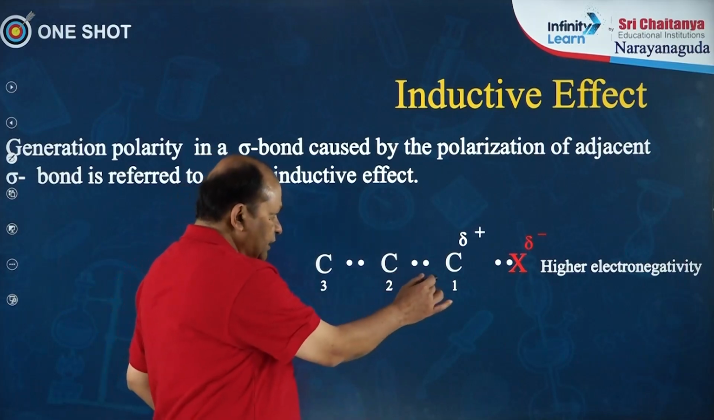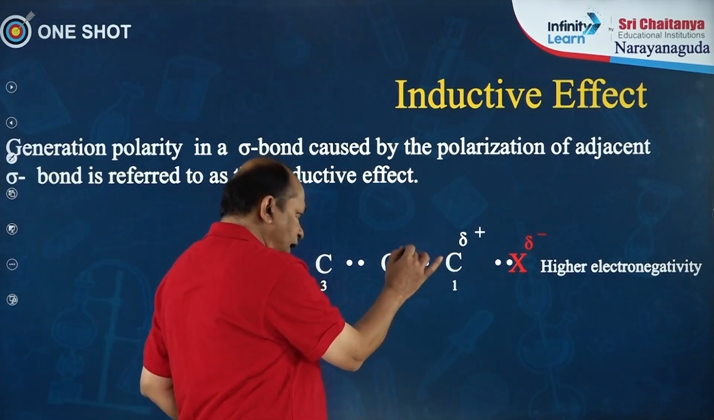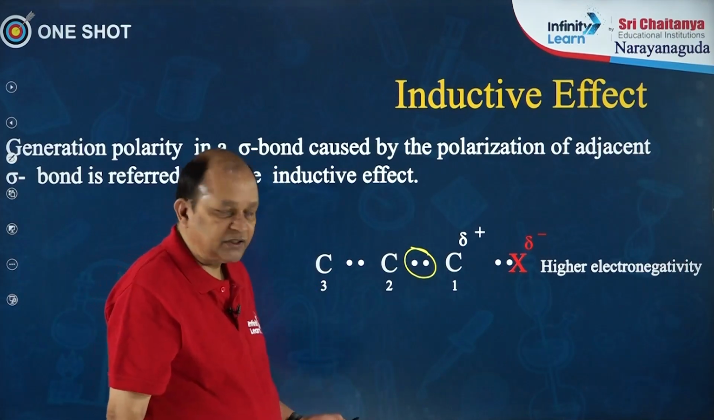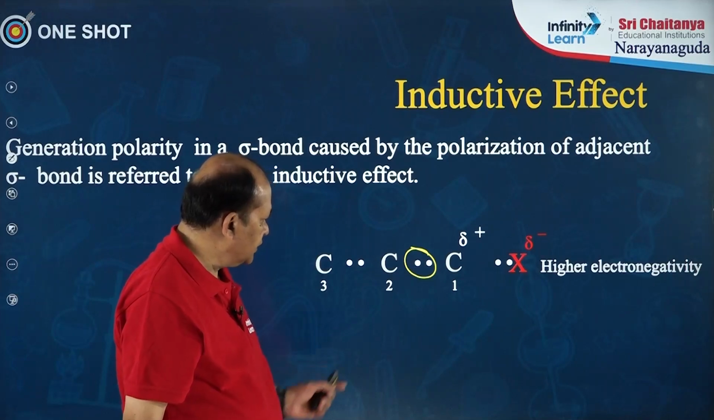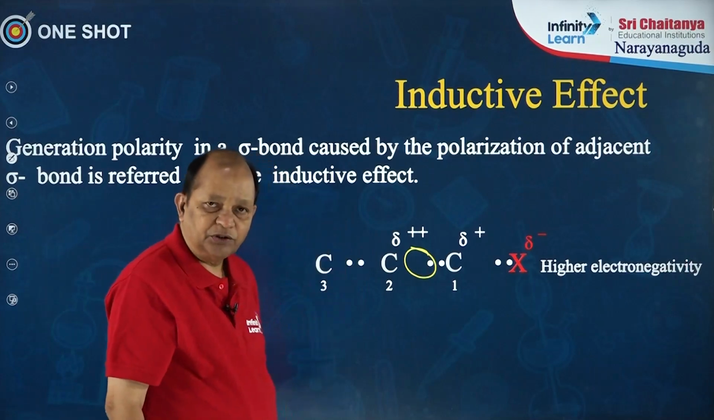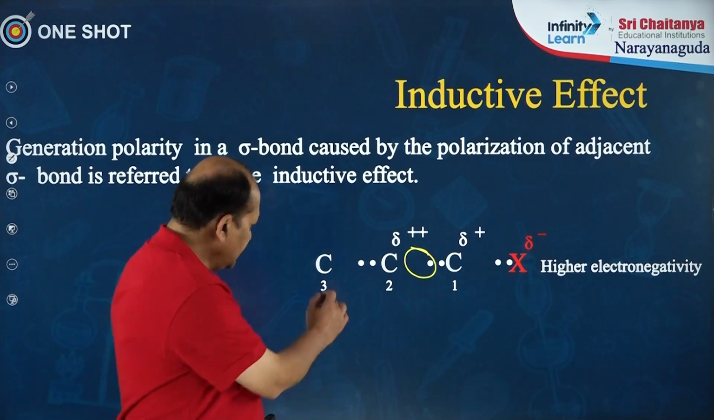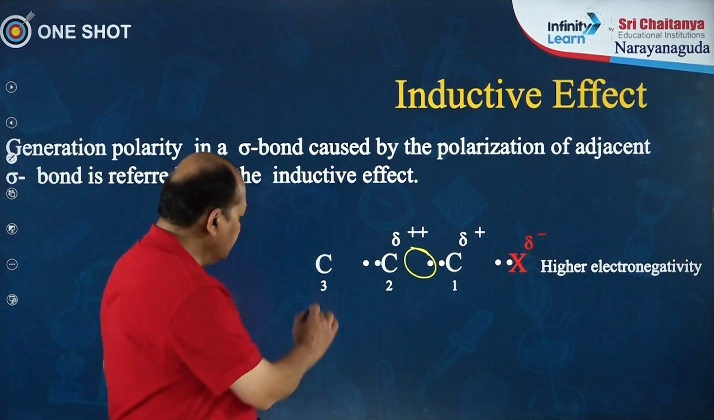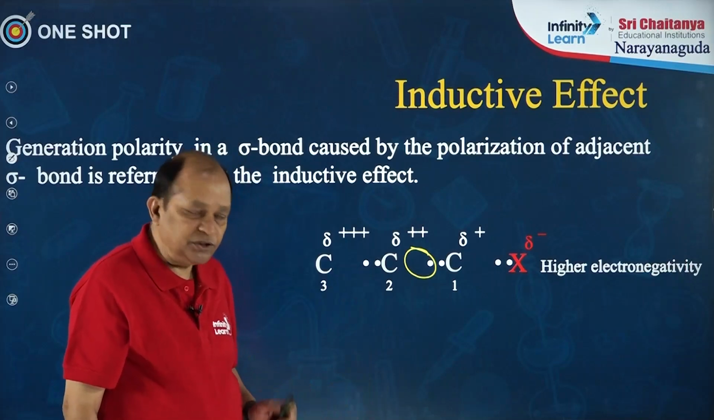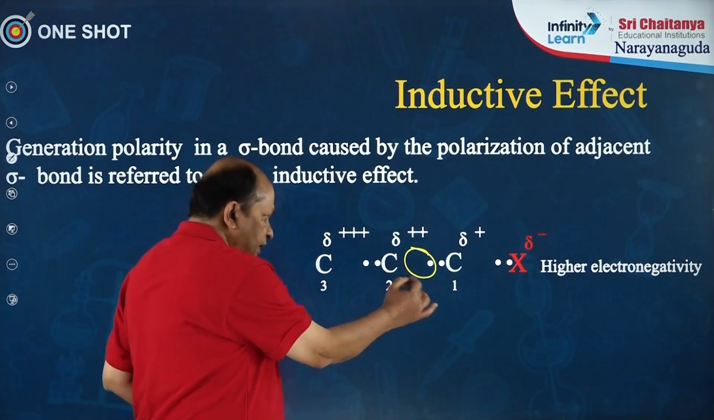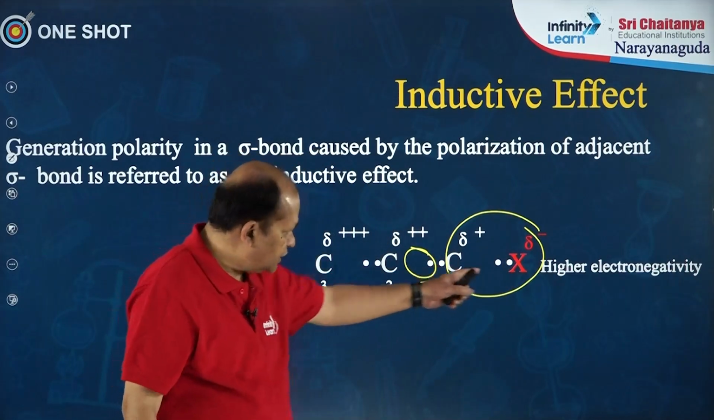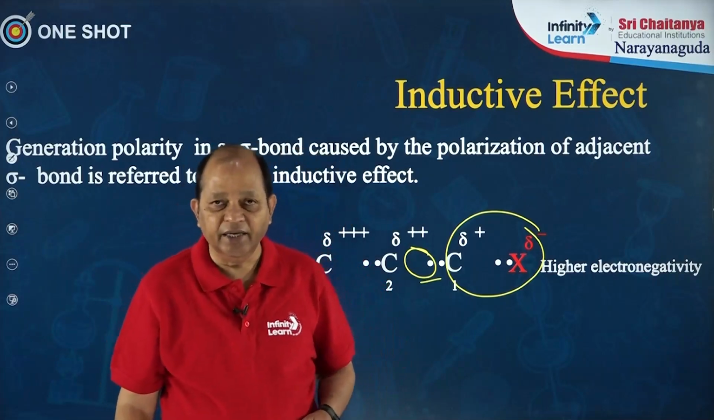Now, to nullify the partial positive charge, carbon would attract the bonded pair of electrons between C2 and C1 towards its side. So, now you can see the movement of electrons towards C1, thereby C2 develops a little partial positive charge. The process repeats. Again, C2 attracts the bonded pair of electrons between C3 and C2, so C3 also develops a little partial positive charge. So, the polarity developed in adjacent sigma bonds due to the polarization of electrons in one sigma bond is called the inductive effect.